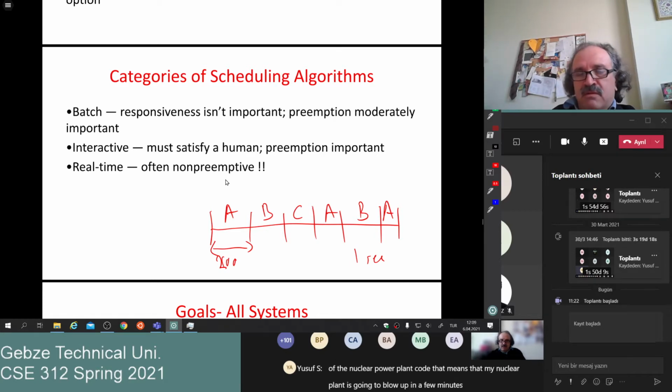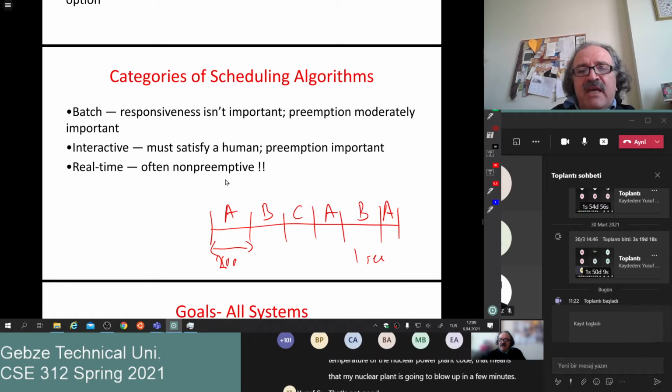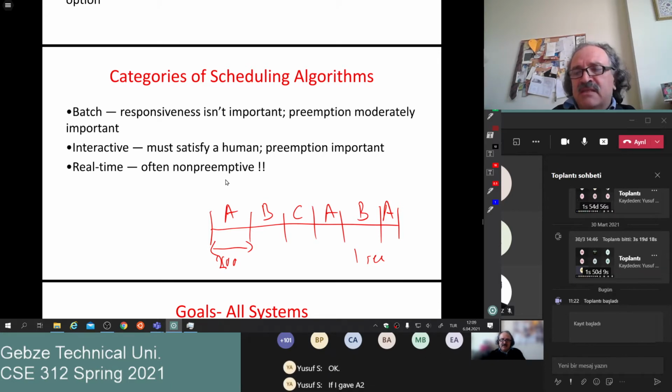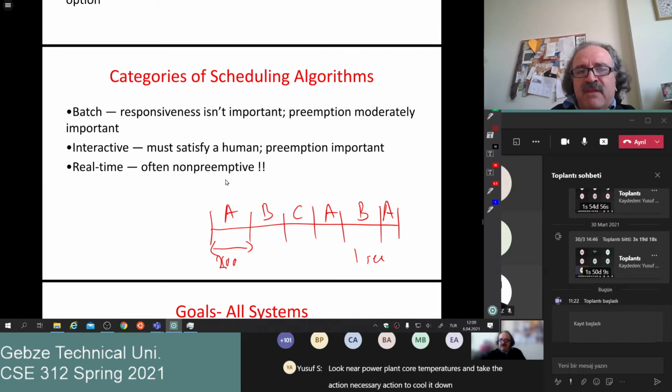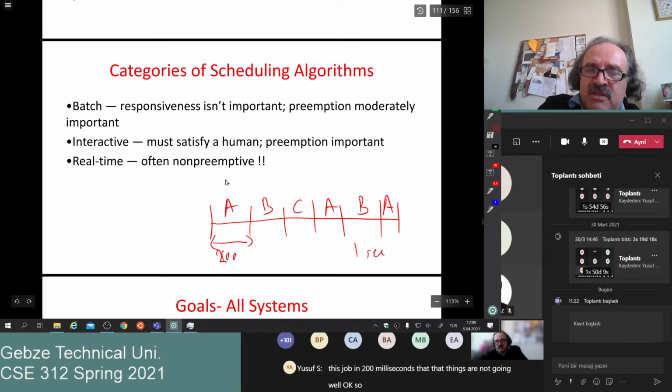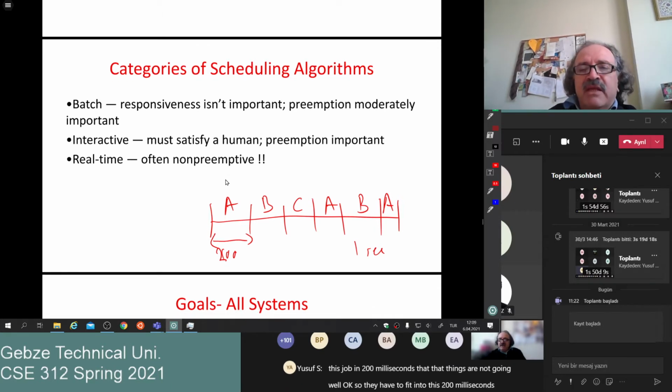That's not good, okay? If I gave A 200 milliseconds to measure the nuclear power plant core temperatures and take the necessary action to cool it down, and it cannot complete its job in 200 milliseconds, then things are not going well. So they have to fit into this 200 milliseconds. You cannot take the CPU, and if I am going to preempt you, then this is not a real-time system. We will come back to this.